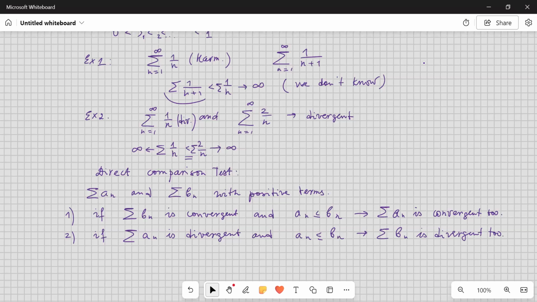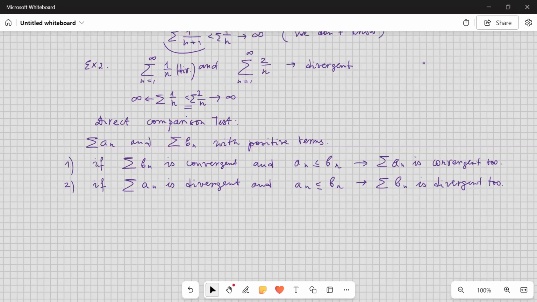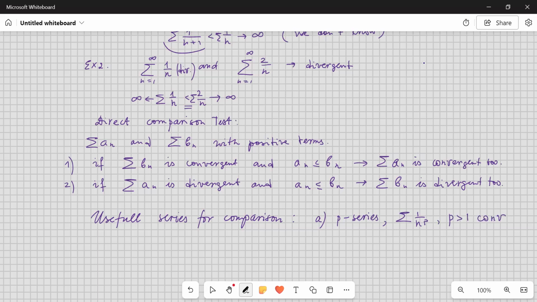So what are good series to do comparison? Useful series for comparison. When you do comparison, you will need to compare your unknown series with something known, for which you know for sure that it's convergent or not. So there are going to be two basic series. Number one is the P series. We know that it's going to be convergent when p is greater than 1, and divergent when p is less or equal than 1.